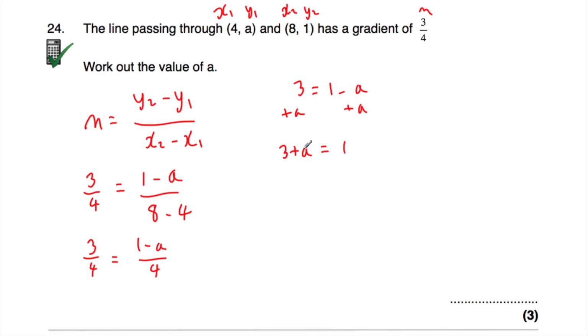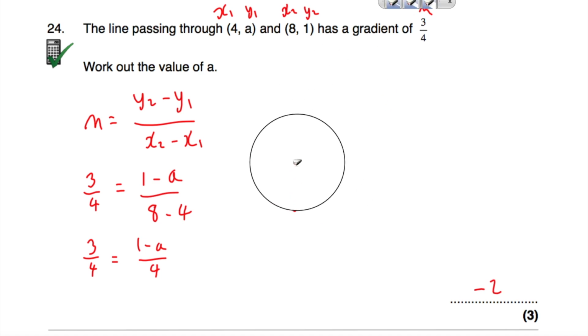And then we want to find out what a is, so we could just take away 3 and take away 3. And on the left-hand side, you'd be left with a. And on the right-hand side, we've got 1, take away 3. That's equal to negative 2. So it means that little a is equal to negative 2. And that's it.